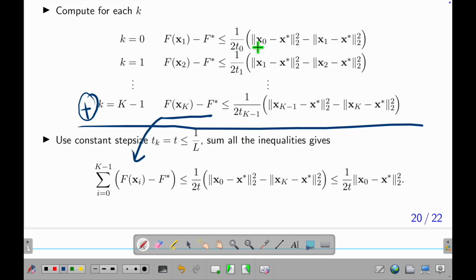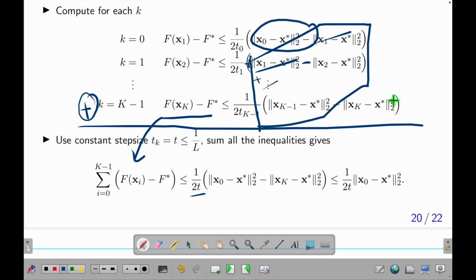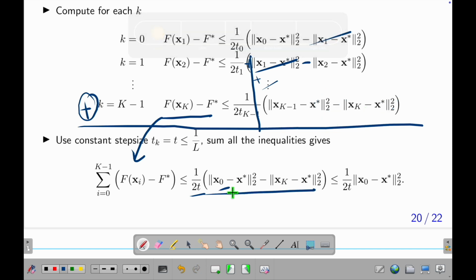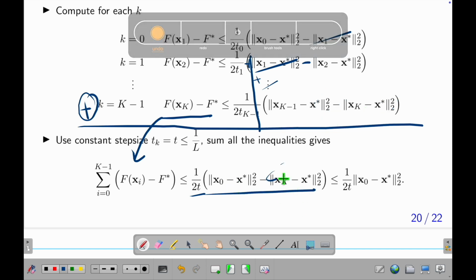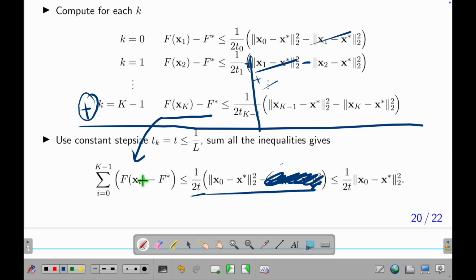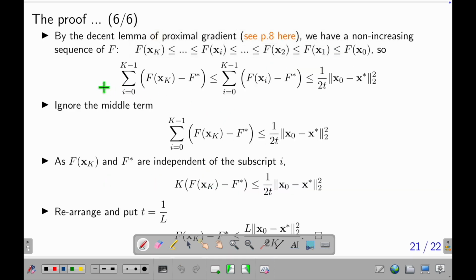This part, if I use the constant step size, all of them is 1 over L, then I take out the 1 over T. Okay, good. All this part, this is a plus, this is a minus. Cancel out. This is a minus, there's a plus here. Cancel out. So again, this part, gone. I'm only left with the first two. The first one and the last one. I don't care about negative, so I remove it. So this thing is smaller than this. What is this? Now I have this.